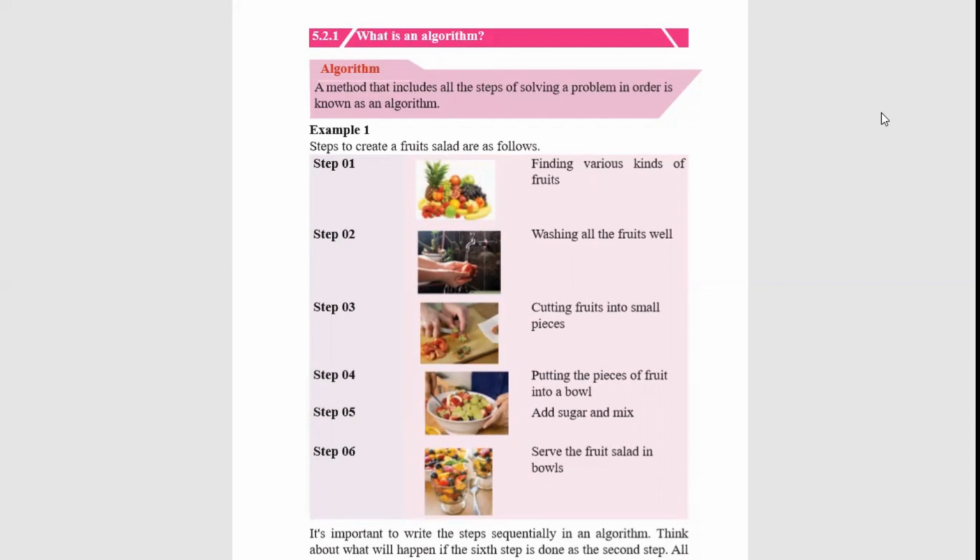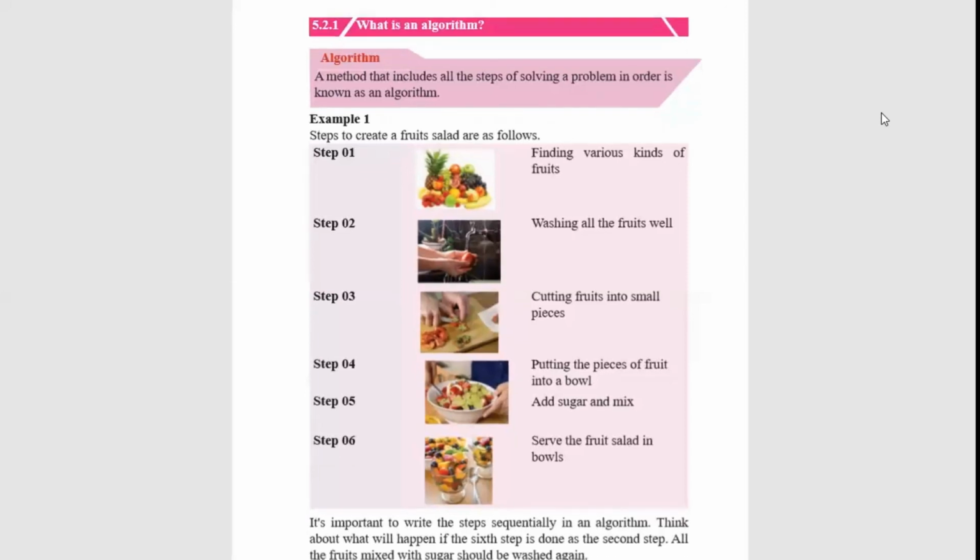When you follow these steps, you should do it in an order. You cannot do step 1, step 5, step 2, like that. There's a special order you have to follow. If you follow all these steps in order to solve a problem, we call it an algorithm. So we'll see a basic example.